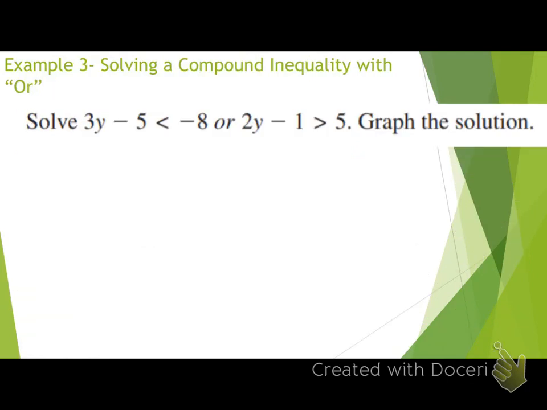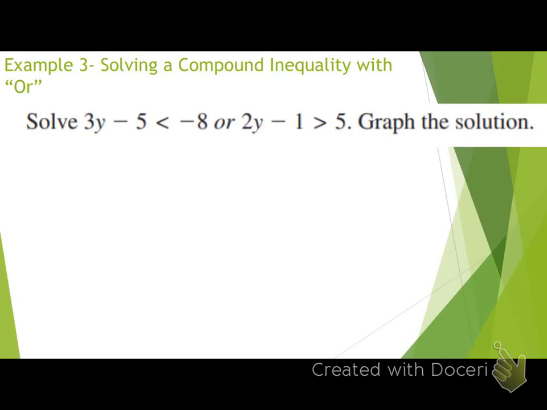Solve 3y minus 5 is less than negative 8, or 2y minus 1 is greater than 5. Graph the solution. Is this an and or or compound inequality? Or. It's got or between the two inequalities. I know it's or. To solve this compound inequality, I'm just solving each inequality individually. Okay? And then keeping the word or between them. Everyone okay with that?